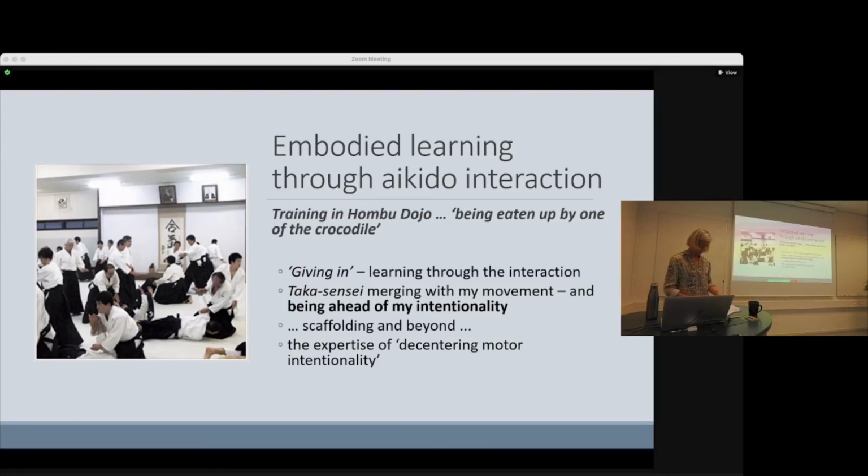I hope you get this from the description, and it's only possible because I already know the aikido rules. I wouldn't get the training with Taka-sensei if I did not know how to behave. Not just how to enter the dojo, but also how to behave in the interaction.